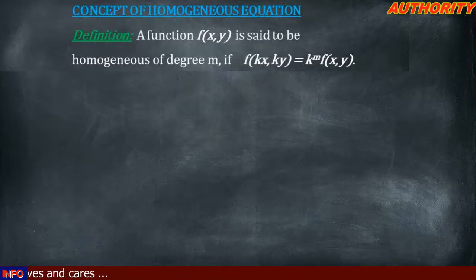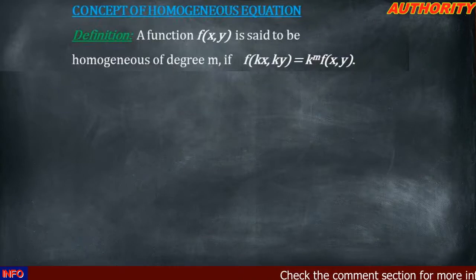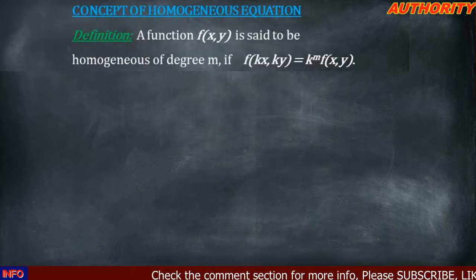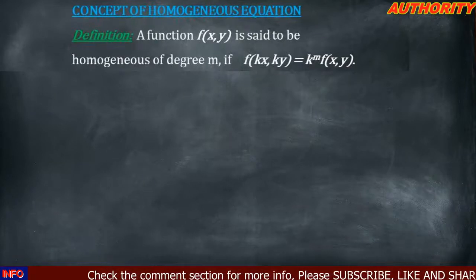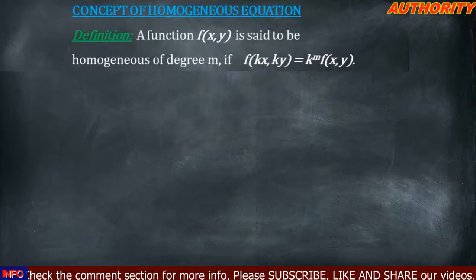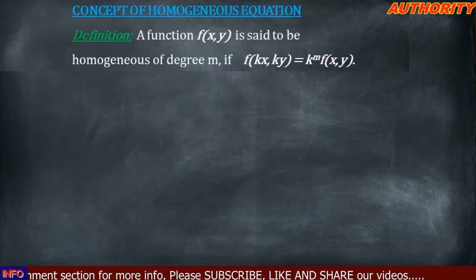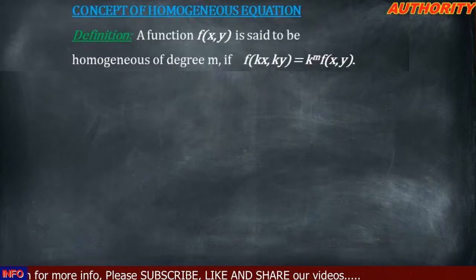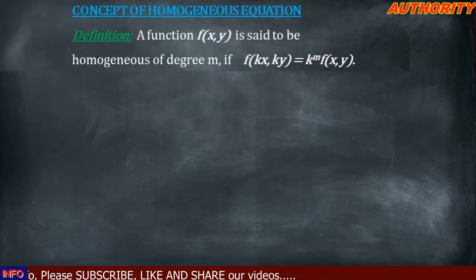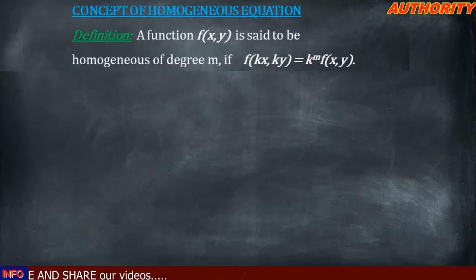So you pass in k, in place of x, you pass in kx, and in place of y, you pass in ky. And you are able to bring out the k. And while bringing out the k, it comes out in form of k raised to power a number. So that m is called the degree. And then the ability to pass the constant in and bring it out, then we say that the function is homogeneous.